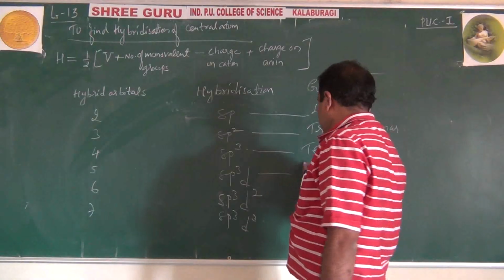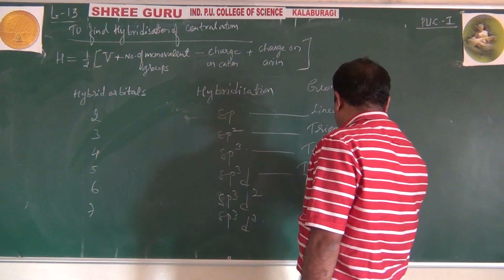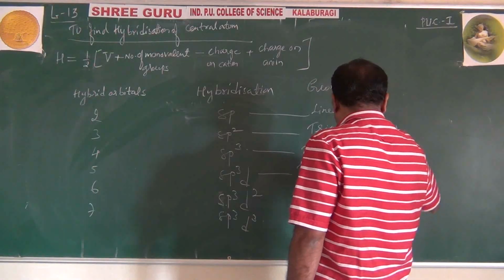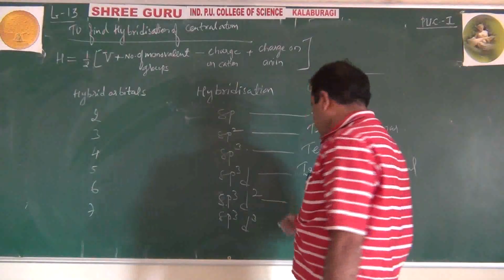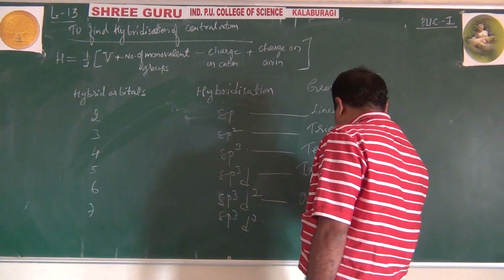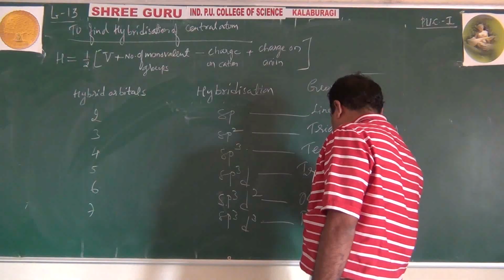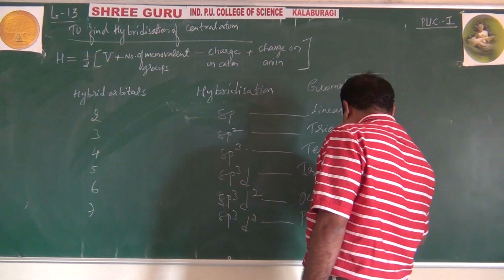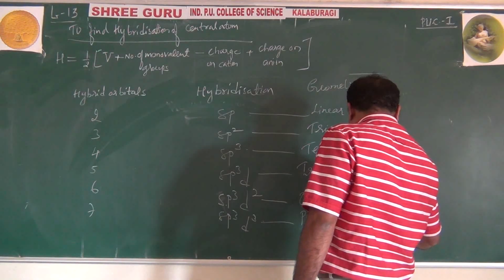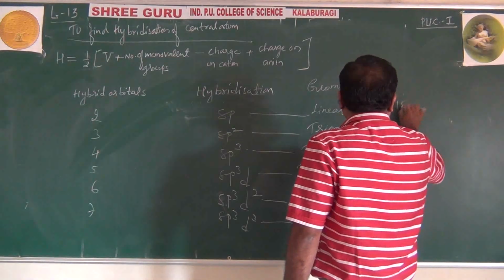For sp3d, trigonal bipyramidal. And for sp3d2, octahedral. For sp3d3, pentagonal bipyramidal.